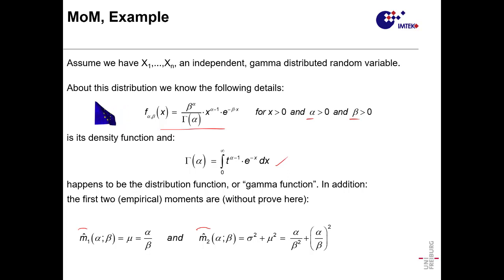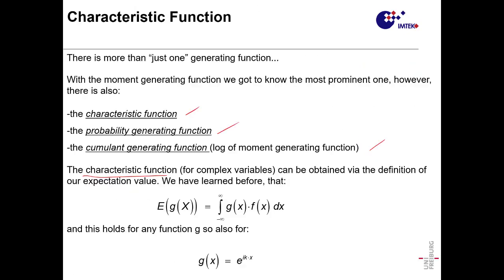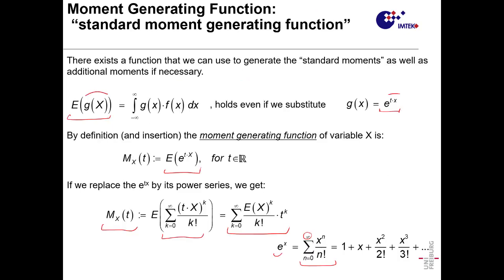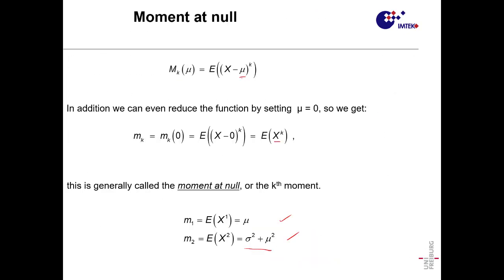So the first, with k equal to 1, is the mean. And the mean, we know from the tables and from the theory of the gamma distribution, is alpha over beta. And then the second moment, a null, is when we have k equal to 2, and then we know that it's the variance plus the mu square.